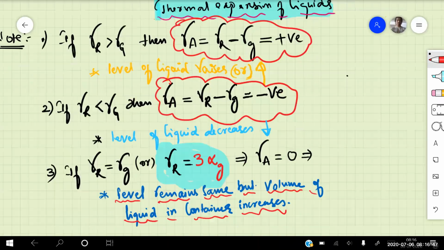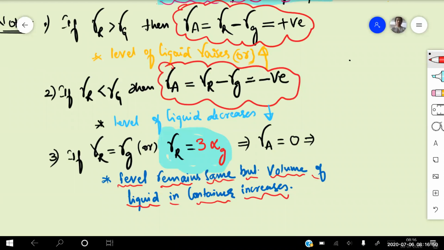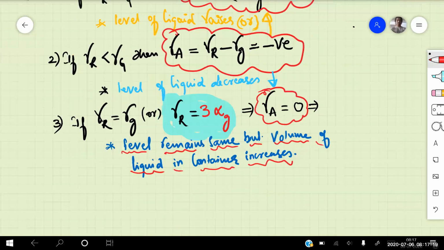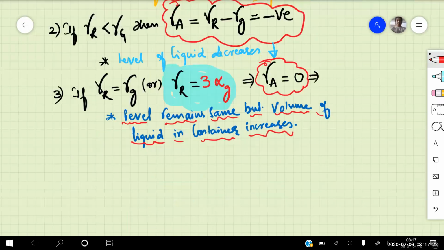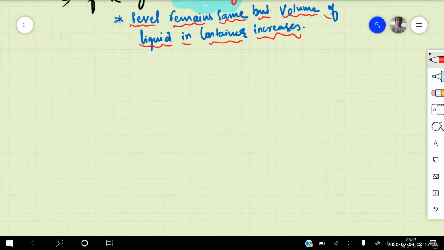If gamma real is equal to gamma glass, that is gamma r is equal to three times alpha of glass, then gamma apparent is equal to how much, beta? Gamma apparent is equal to 0. If gamma apparent is equal to 0, the level remains the same, but the volume of the liquid in the container increases. Clear for everyone? Is it clear, beta? Yes, sir. Next slide heading, beta.